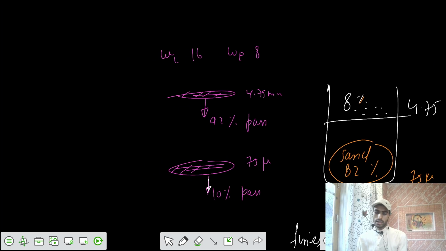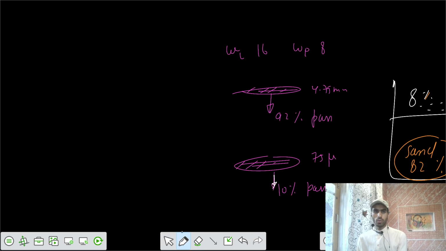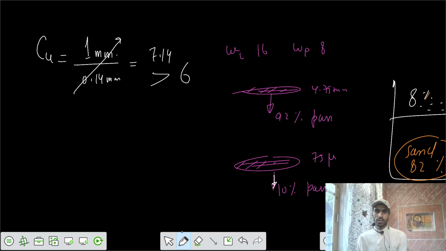Let's say that Cu was given to you. Cu is 1 millimeter divided by 0.14 millimeter. Let's say Cu comes out to be 7.14, and this is greater than 6. This was given to you. Now we need to calculate Cc. So from that part we got that the sand might be well graded.